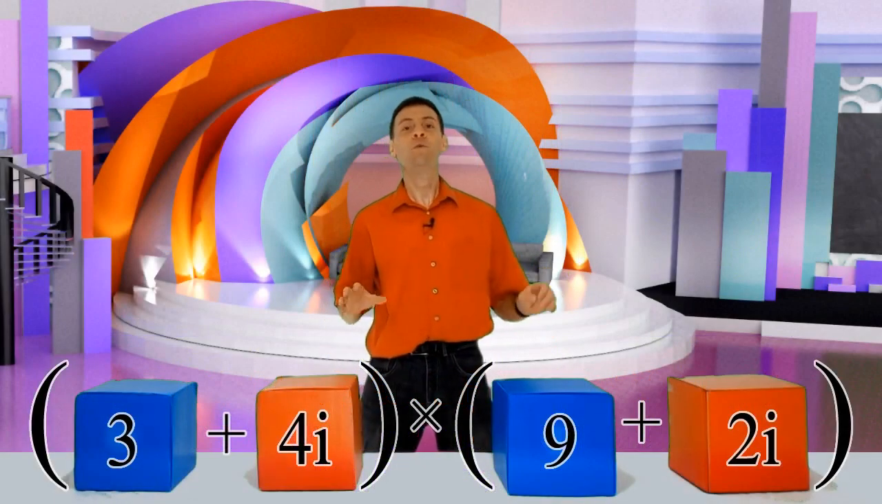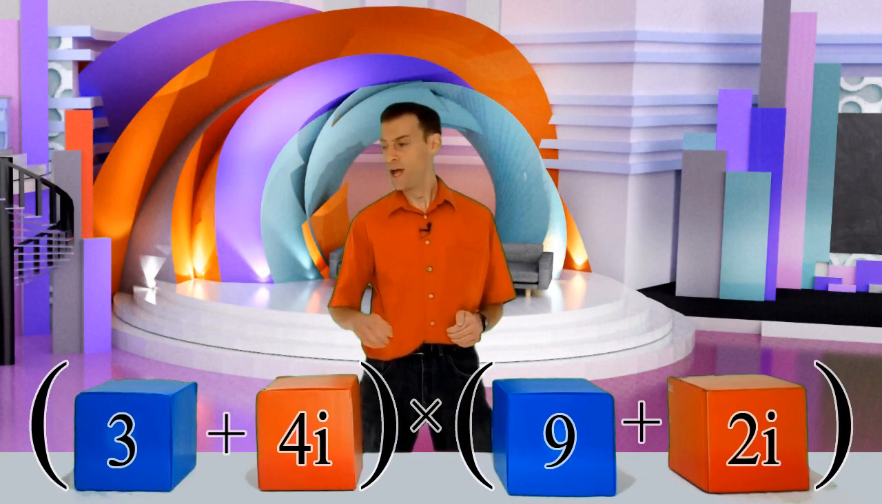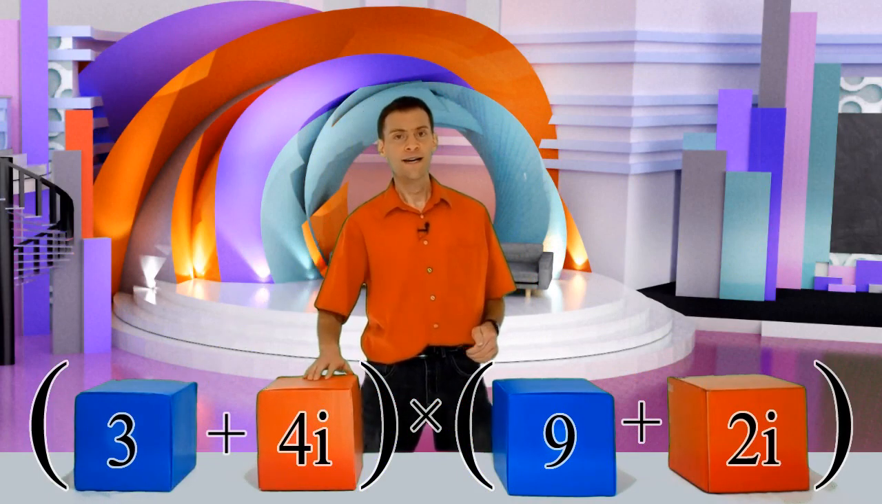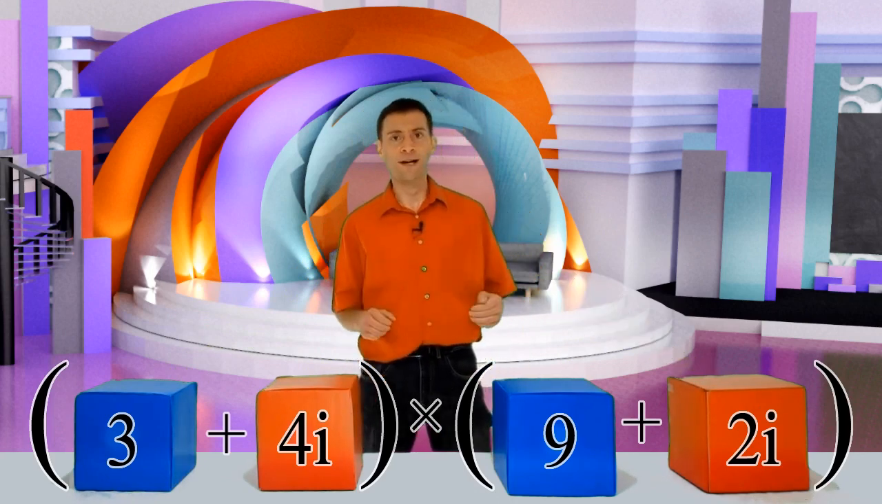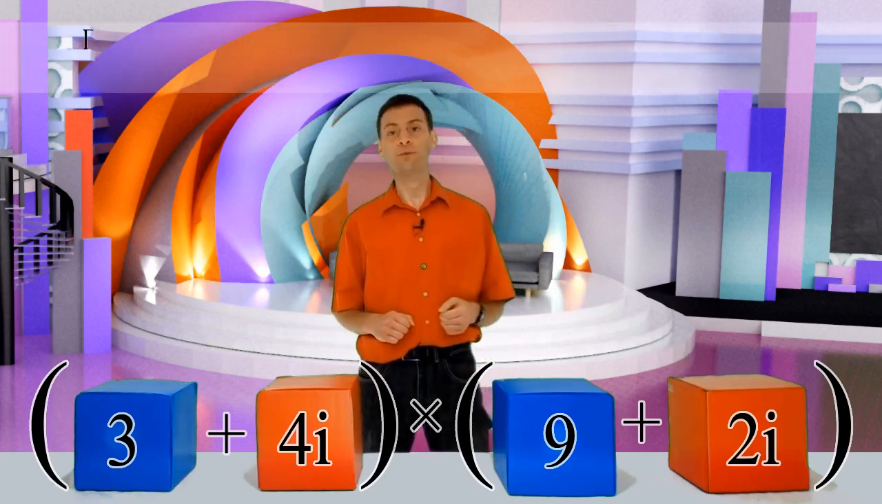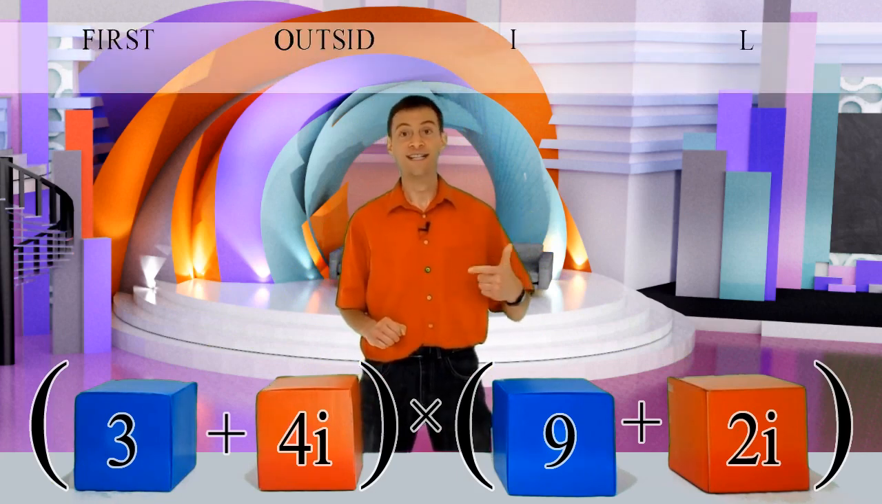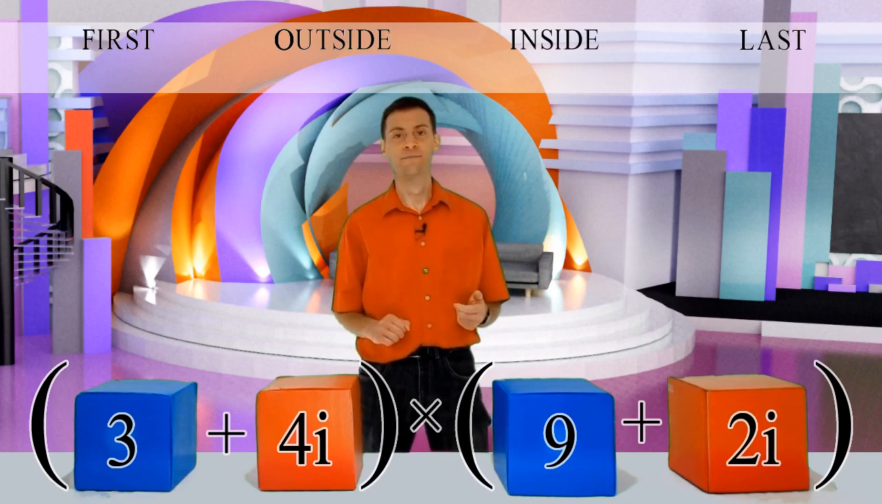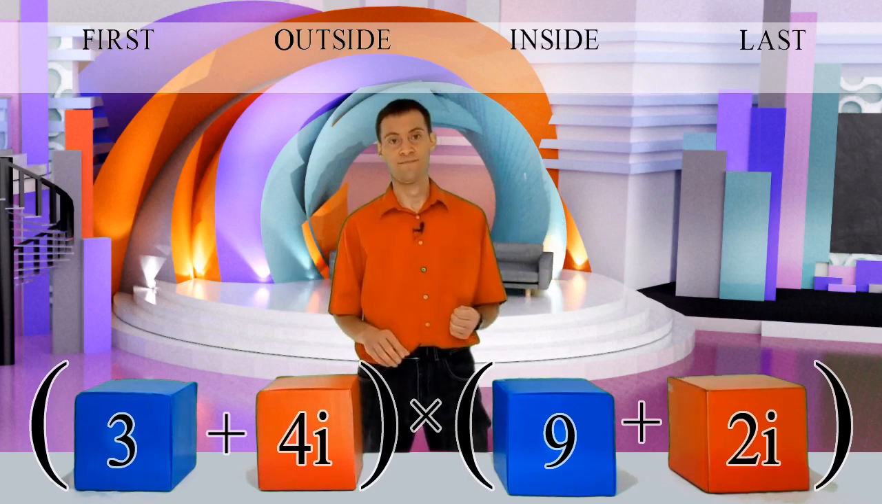How about if we were to multiply the two complex numbers from the previous example? 3 plus 4i times 9 plus 2i. Well, it's just like multiplying brackets. We use the FOIL method. FOIL stands for first, outside, inside, last. We have to multiply the numbers together in 4 stages.